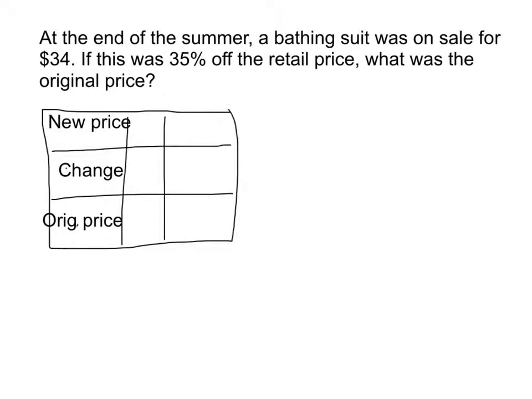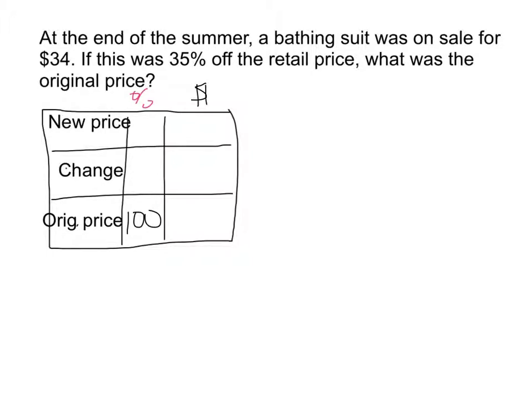This problem right here is an example of a percent change problem where we don't know the original price, in other words, the retail price. I've made a chart here to help us keep track of the percents. We know that the original price is always 100% of itself, so that allows us to put 100 in the original price.